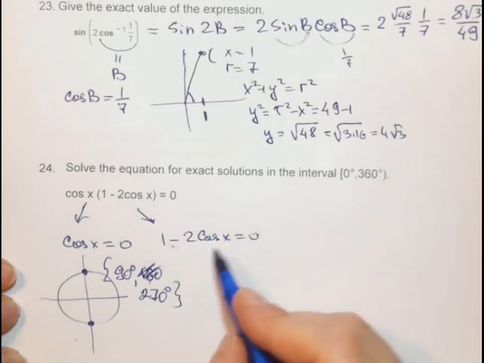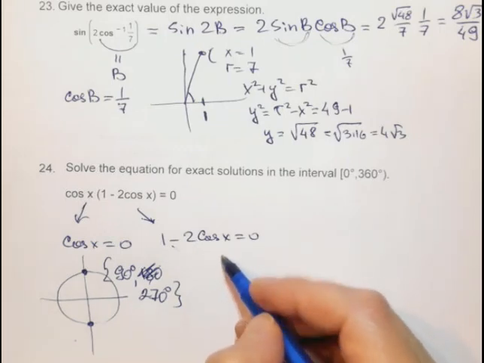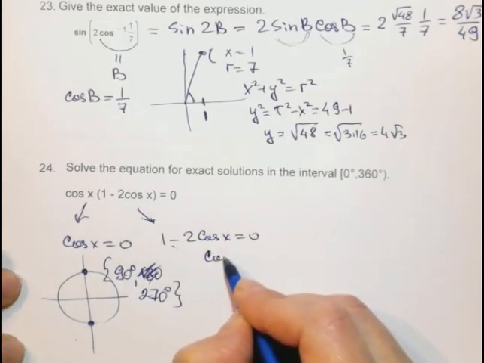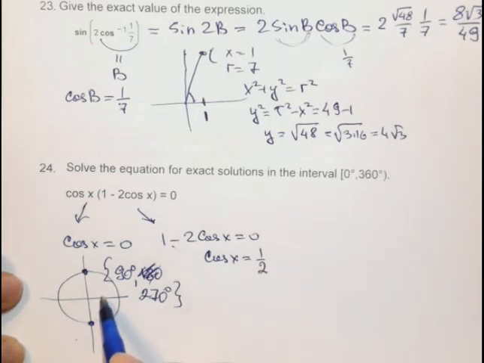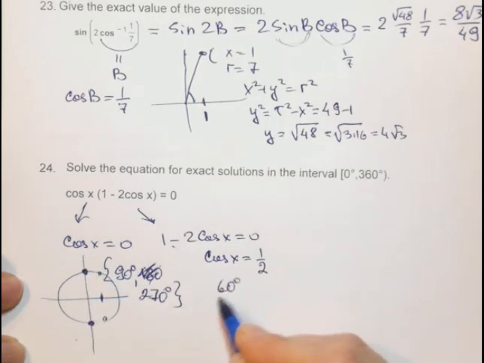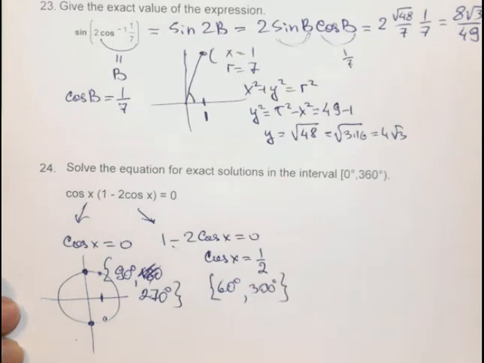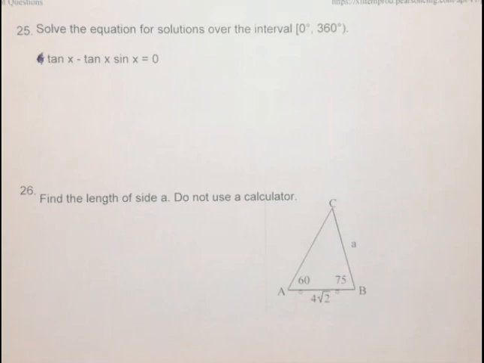And the second factor gives another zero, so let us solve for cosine. We subtract 1 and divide by negative 2, we will get cosine x equals 1/2. Cosine equals positive 1/2. These two points, 60 degrees and 300 degrees. So the solution set contains these four points: 60, 90, 270, and 300.